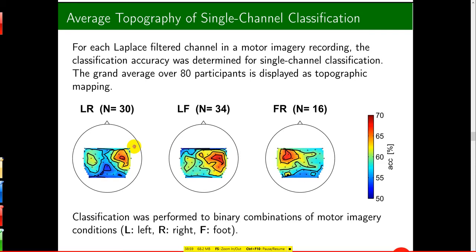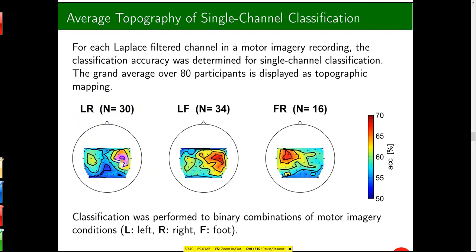Clear? So by doing this, we are answering the question, which channel carries the most discriminatory information? If there is discriminatory information, we can expect that the classification accuracy could be high, right? Makes sense. 70%, more red is good. So binary classification, 30 subjects, left hand movement against right hand. 30 subjects performed that.